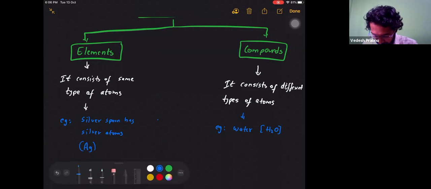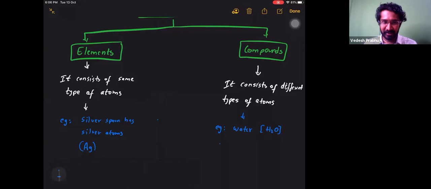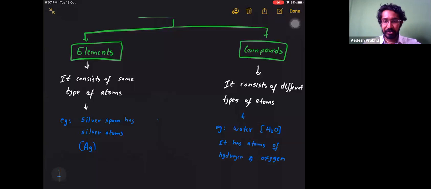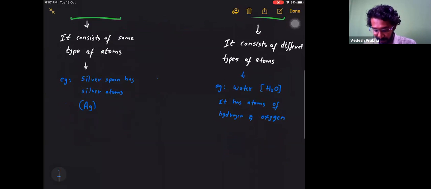I'll just write here about water. Water has atoms of hydrogen and oxygen. Sorry, water comprises hydrogen and oxygen, because in the water molecule you have both a hydrogen atom as well as an oxygen atom. That is the reason why in the formula you write H2O. All of us know that.